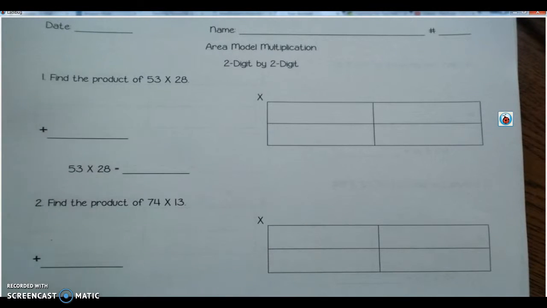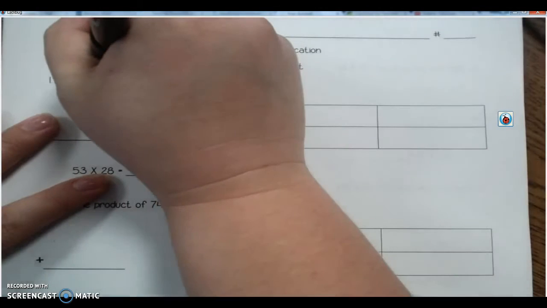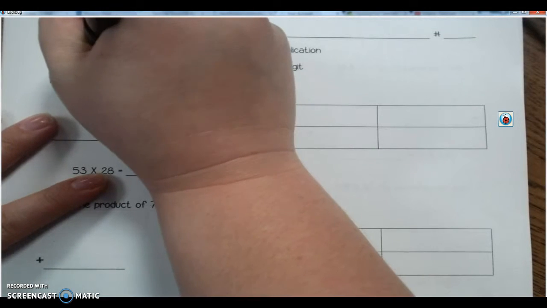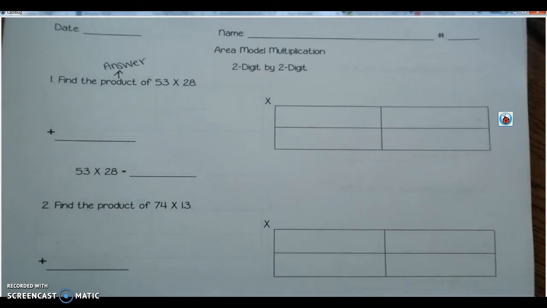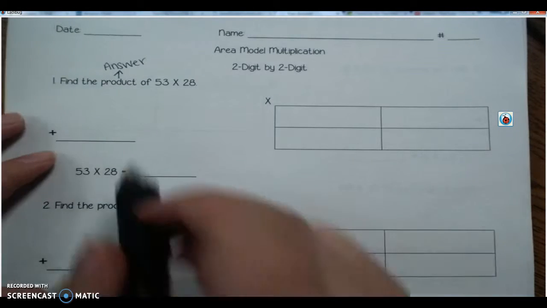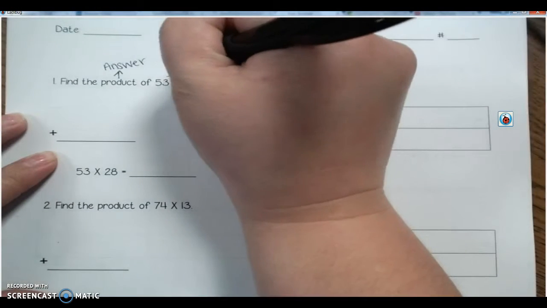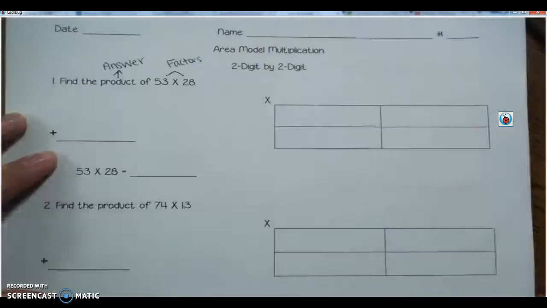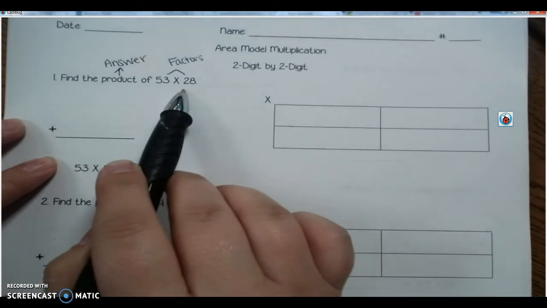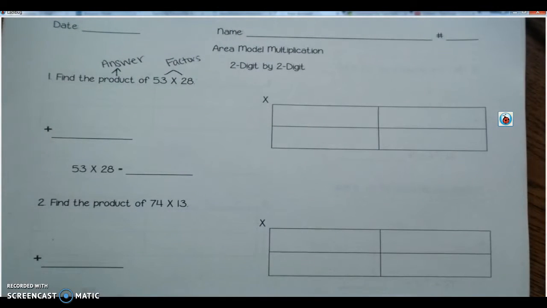The thing you really need to remember is some vocabulary. Product basically means the answer to a multiplication problem. So we're looking for the answer to this multiplication problem. Product is the answer, and remember, these are the factors. The two numbers that we're multiplying together are the factors. When we multiply them, we get our product, which is the answer to our multiplication problem.